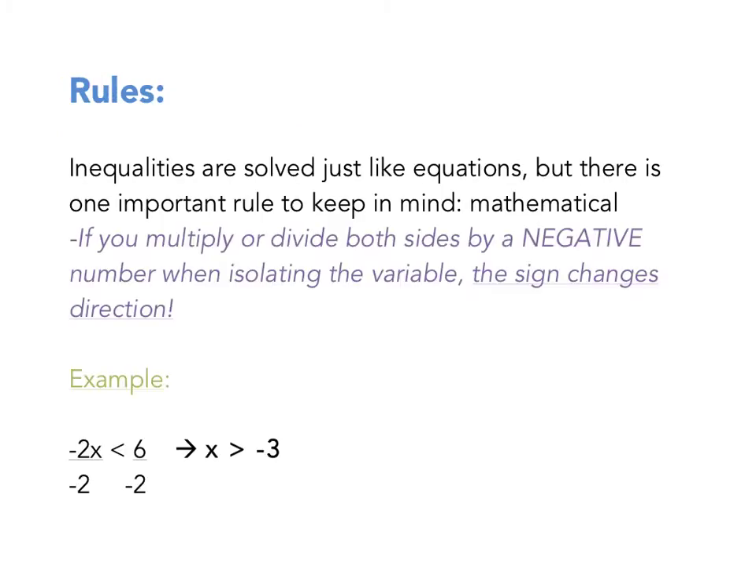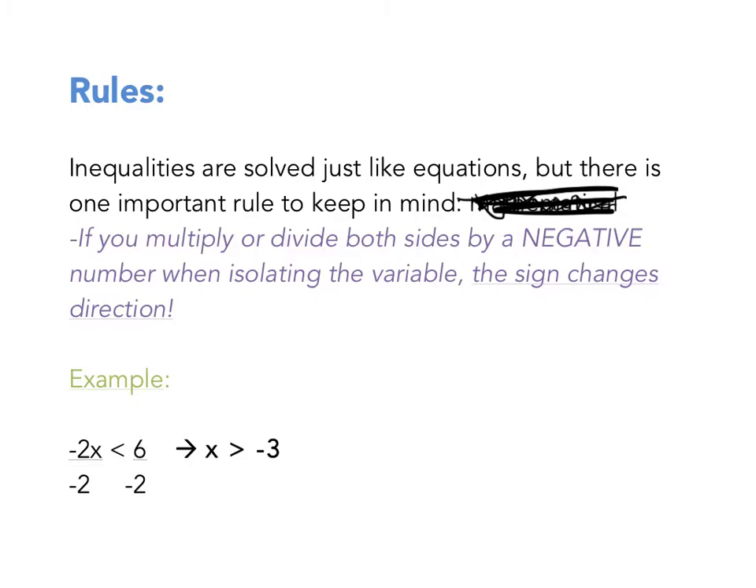Here we go. So, rules you need to remember and follow when solving inequalities. There's just one very, very important rule, and it's in purple right here. First, inequalities are solved just like equations, but there's one important rule to keep in mind. If you multiply or divide both sides by a negative number when isolating the variable, the sign changes direction. So the inequality sign will flip.